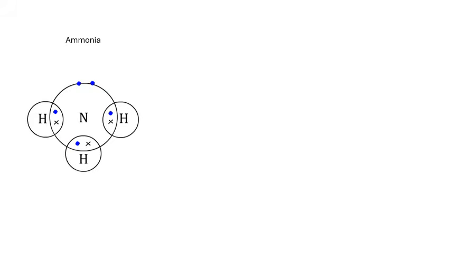Now, there's a special type of covalent bond that we need to know. If you look at this ammonia molecule, so we've got a nitrogen atom and 3 hydrogen atoms, and the hydrogens are sharing a pair of electrons, and you've got this lone pair. So these 2 electrons at the top, which aren't being used for anything in particular.